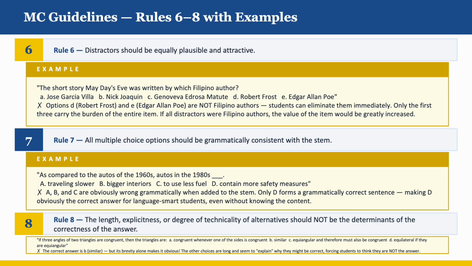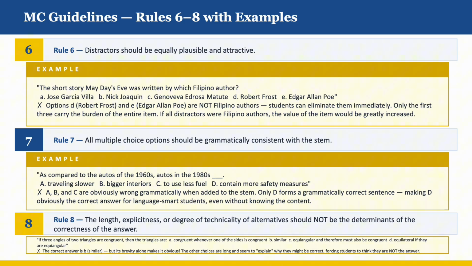Rule number 6, 7, and 8. This is all about the options, so the choices you give to the students. Rule number 6: Distractors must be equally plausible and attractive. So all wrong answers should seem like they could be the right answer, at least to someone who doesn't know the material.